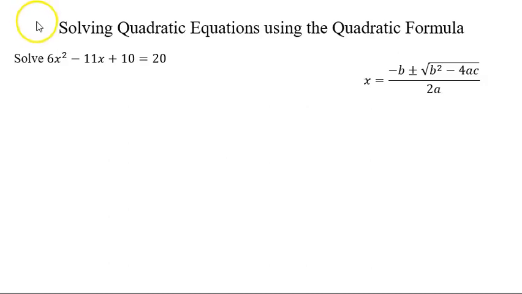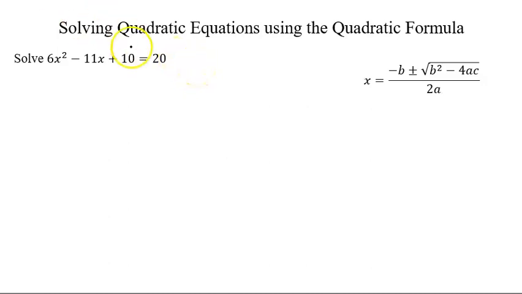In this video, we're going to explore how to solve a quadratic equation using the quadratic formula. So over here is one of the most important equations you will use in Algebra 2 and in pre-calculus. And so it's worth going over how to use it correctly.